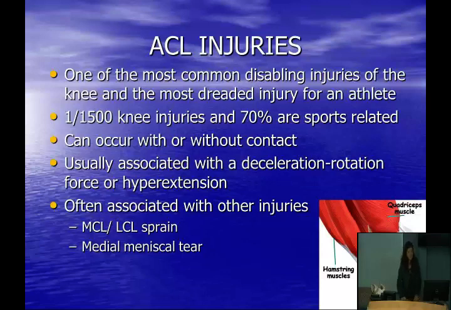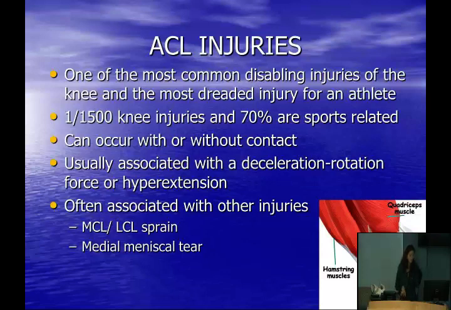So we talk about ACL injury. So she popped her ACL. It's one of the most common disabling injuries of the knee and the most dreaded injury for the athlete. It occurs in 1 in 1,500 knee injuries, and 70% are sports related. It can occur with or without contact. This girl was not jostled at all. She did this to herself. She planted and twisted. Sometimes though, you're coming on down, someone clips you or something, and it can be a traumatic or contact injury.